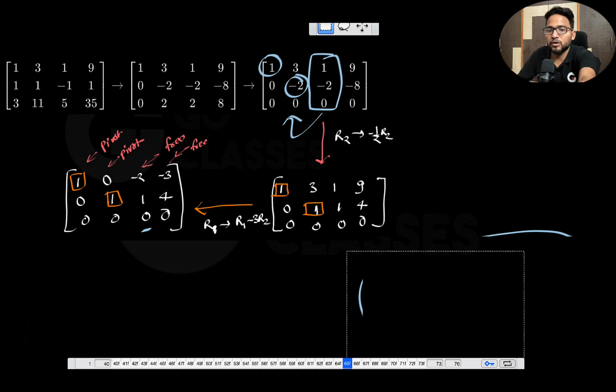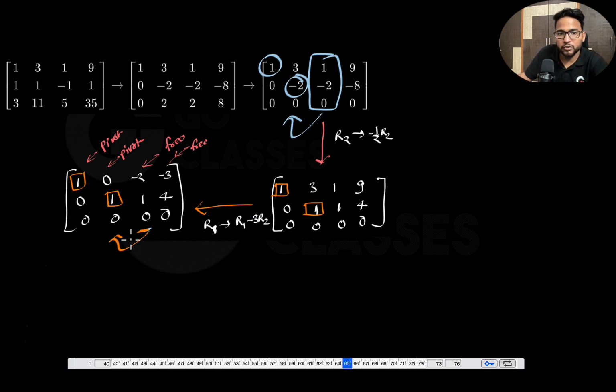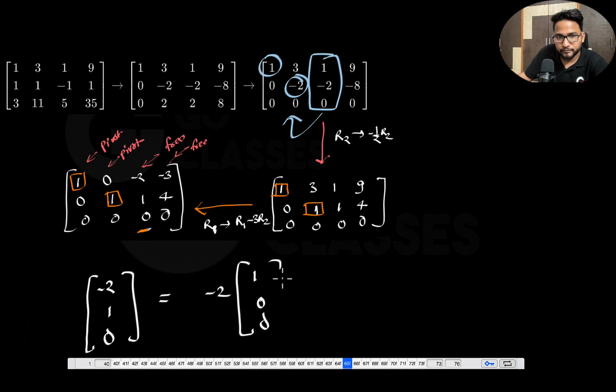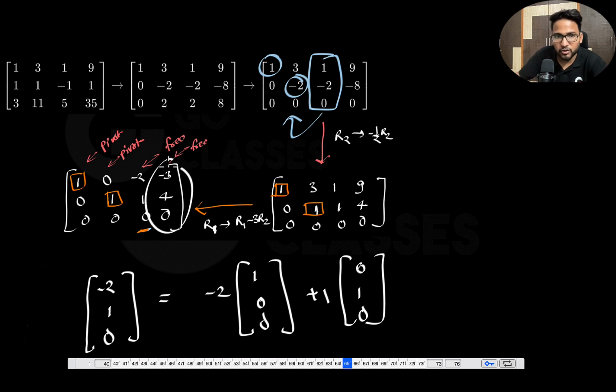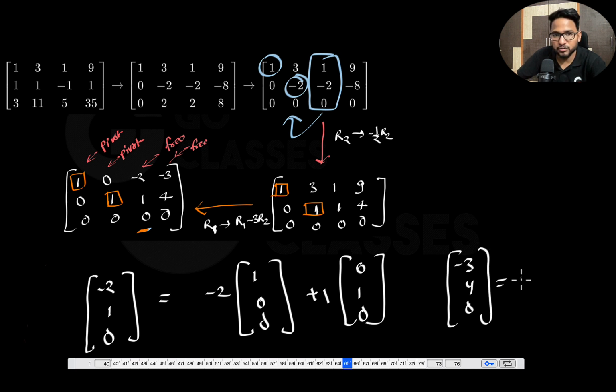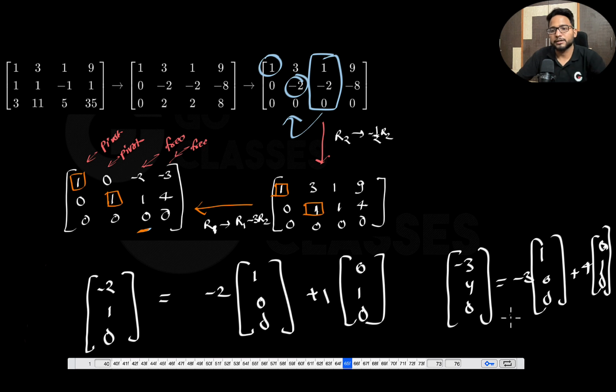Now if I ask you, can you represent this particular vector as a linear combination of these two vectors, you will say yes, why not? Immediately you will say that you can represent minus 1 minus 2 1 0 as minus 2 times 1 0 0 plus 1 times 0 1 0, isn't it? So that's how you can represent this column. Similarly, if I ask you about this column, you will also say why not, which means you can represent minus 3 4 0 as minus 3 times 1 0 0 plus 4 times 0 1 0, isn't it? Very easily you can represent it.